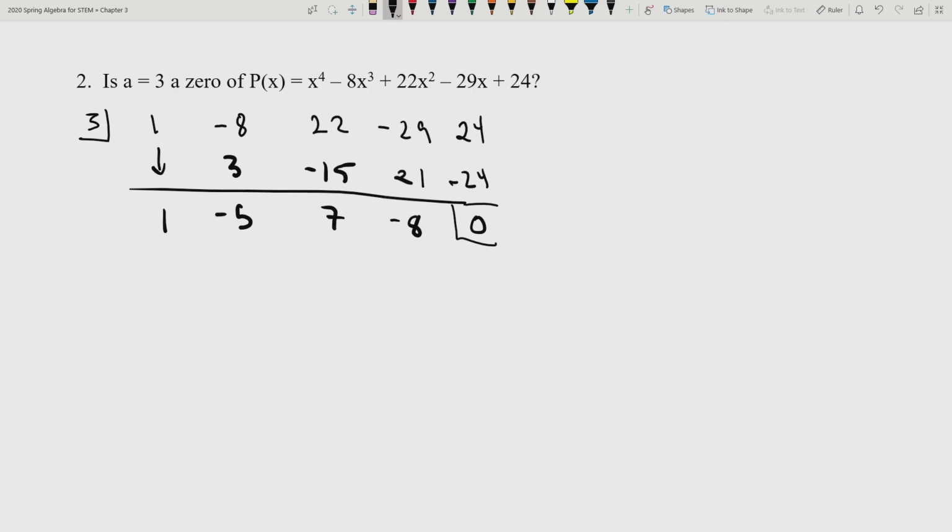That means that x minus 3 is a factor of p of x. So that means that 3 is a 0 of p. So yes, if this remainder is 0, then the factor theorem tells us that it's a 0.